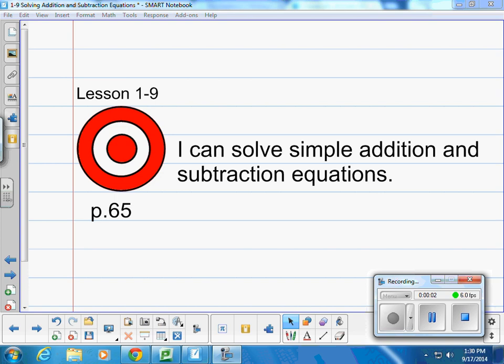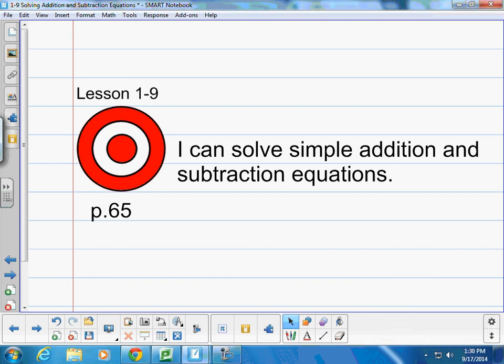Okay, 7th graders, this will be our second to last lesson in chapter 1. So we are on 1-9. I can solve simple addition and subtraction equations. And if you're following along with your book like you should normally try to do, we're on page 65 to start.